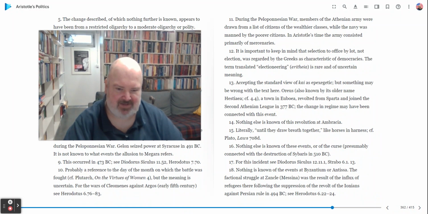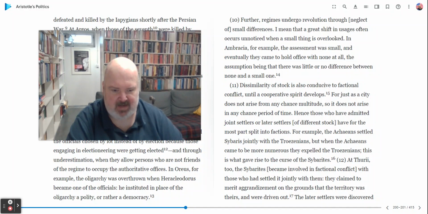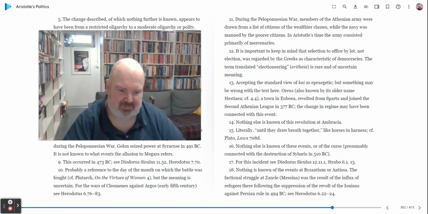Now, this is 16. Nothing is known of this event. This is presumably connected with the destruction of Sybaris in 510. So they probably sought revenge, right? These people came back and sought revenge. At Thurii, too, the Sybarites became involved in the factional conflict with those with whom they had settled it jointly. They claimed to merit aggrandizement on the grounds that the territory was theirs and were driven out. Right. This is again 17. This is for this incident.